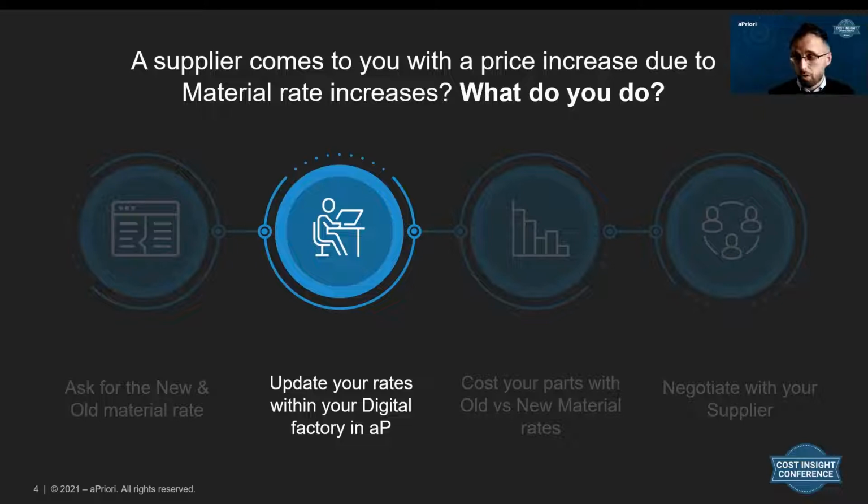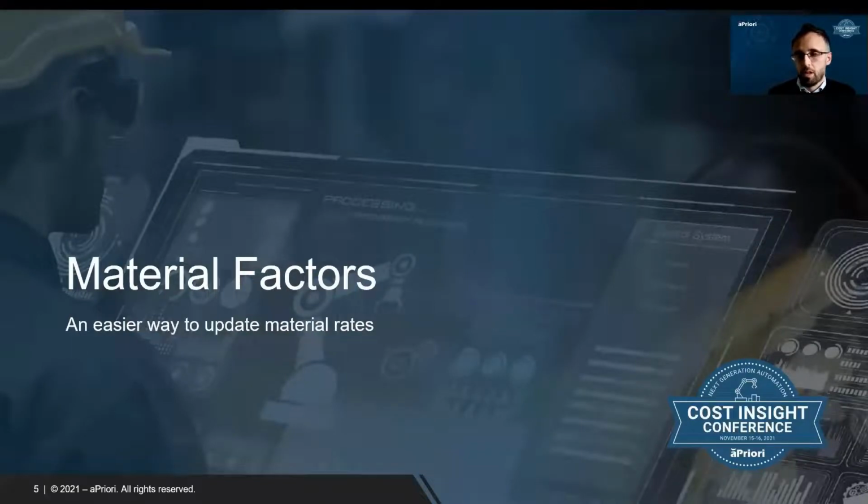So during this session, I want to show you what functionality exists within aPriori to help you with updating this data when rate changes occur. So you spend less time actually updating the data in aPriori and actually more time analyzing the results. So with that in mind, the first area of functionality that I want to bring to your attention is something we call material factors, which provides an easier way to update your material rates from our 21.1 release onwards.